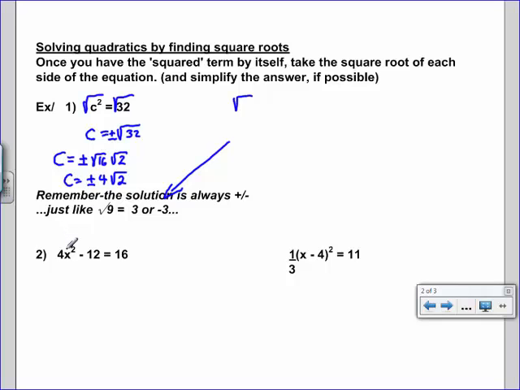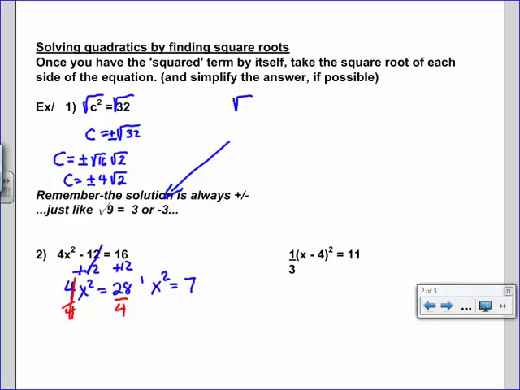So here we have to do a little bit of work to get the x squared isolated by itself, pretty much the way you would do it in solving an equation for x. First, we'll eliminate this 12 from this side by adding 12. So now we have 4x squared equals 28. And again, we want to get x squared by itself. So we'll divide by 4, both sides. So now you have x squared equals 7.